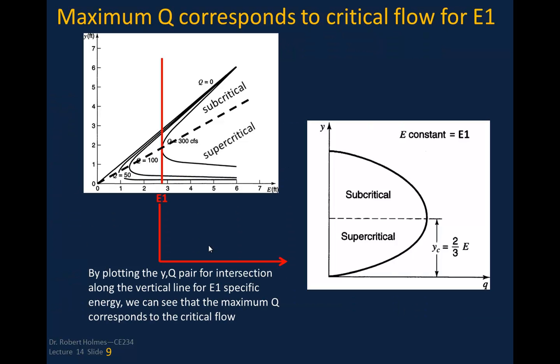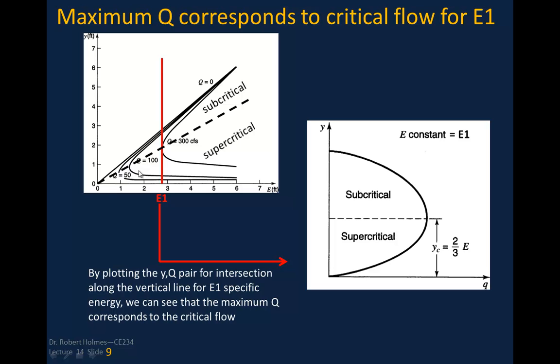So let's look at this business of the maximum Q corresponding to a critical flow for a particular energy. If I've got a specific energy equal to E1, I've got various specific energy curves that are based on what the different flow values are. So here is a flow rate of 50, here's a flow rate of 100, here's a flow rate of 300. And you can see that for a fixed specific energy, E1, I get various values of y for each. I get two values of y for each curve that have the same specific energy.